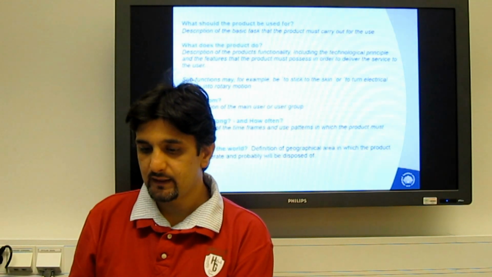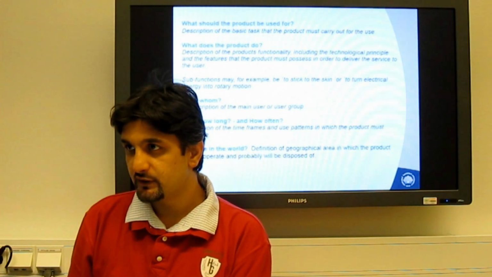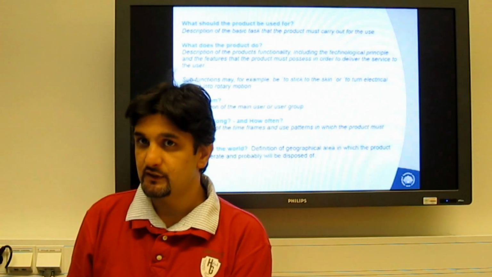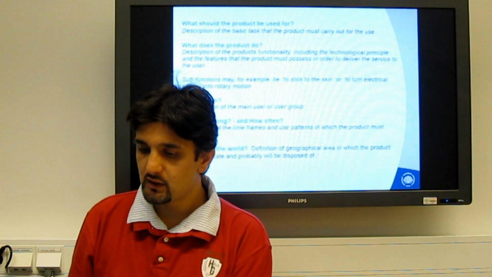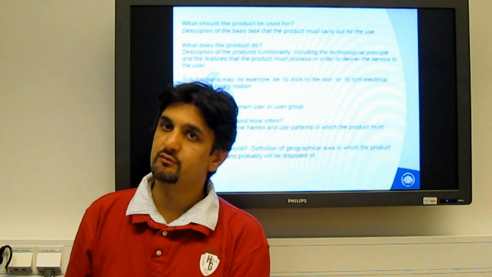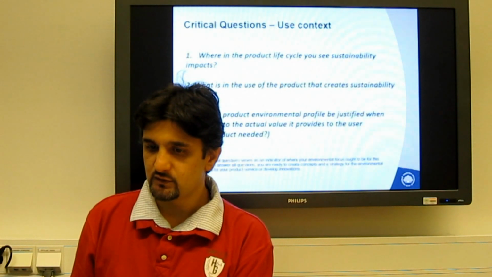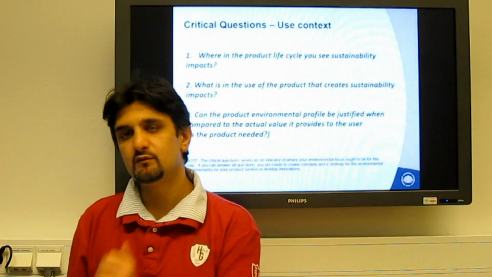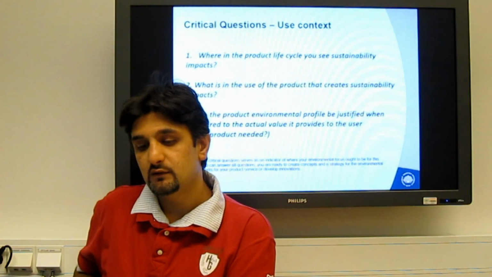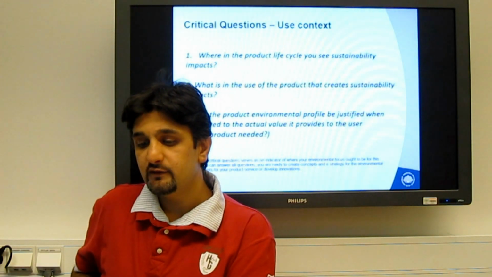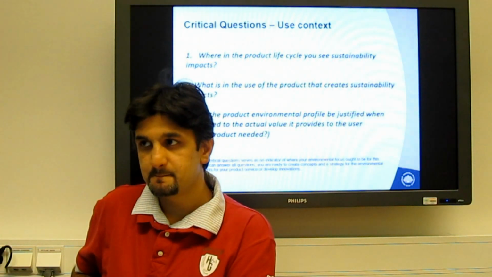For how long? This is the description of the time frame in which your product is going to keep functioning. So that's another item that you need to know. And where in the world: the geographical area where your product may be of interest to some people. So these are the things that you need to know. There are critical questions, the Q&A, that you need to know about the system. Where in the product life cycle do you see sustainability impacts?